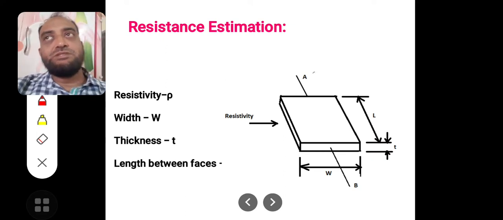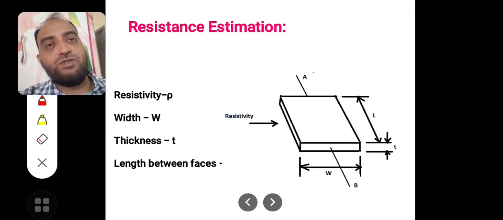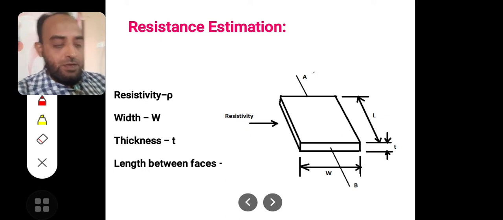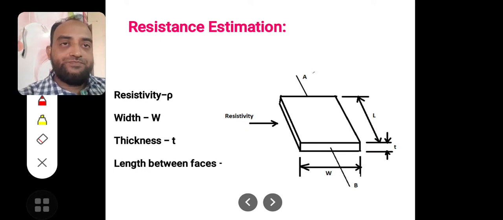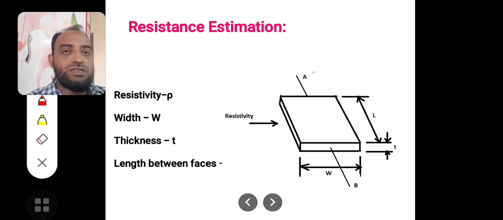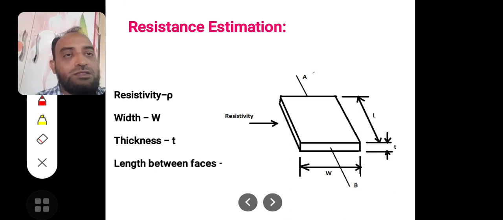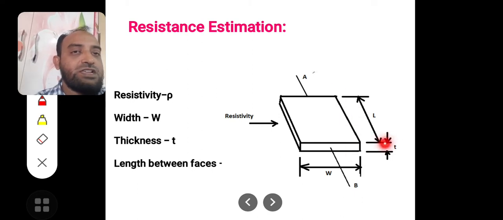Every material like aluminum, copper, gold, silver, whatever we use for interconnection, will have a resistivity, which is represented by the letter rho. So rho is the resistivity of a material. Now the sheet resistance concept is a square material having L equal to W. This is the width of the layer and this is the length of the layer, with a thickness T.